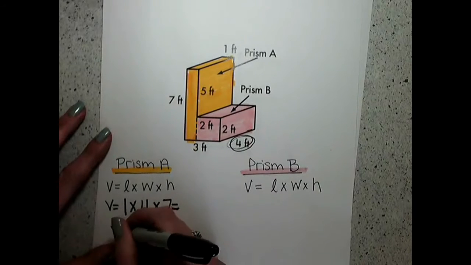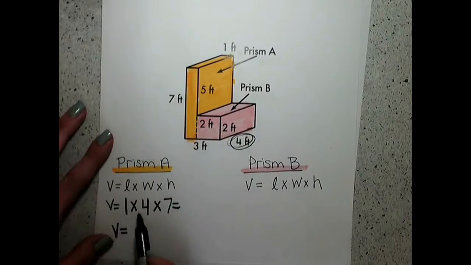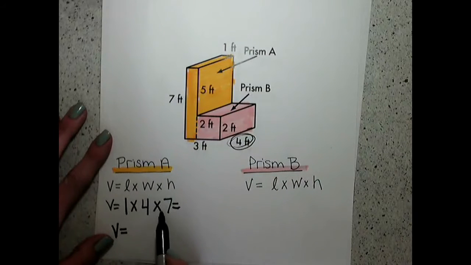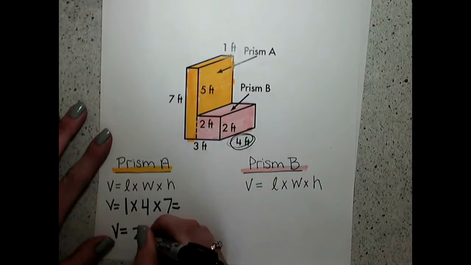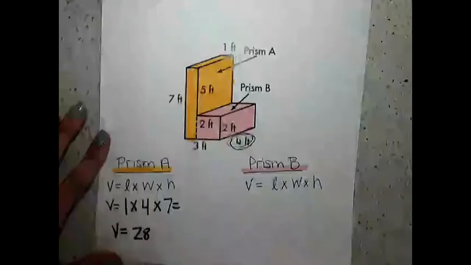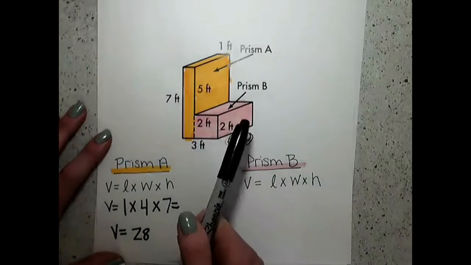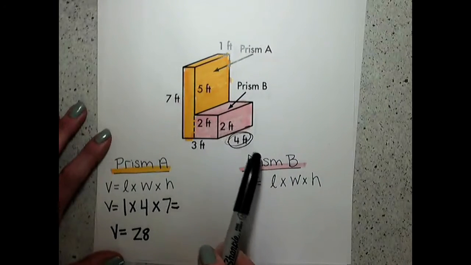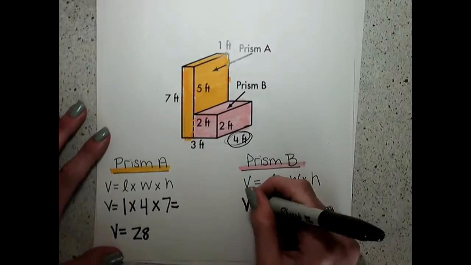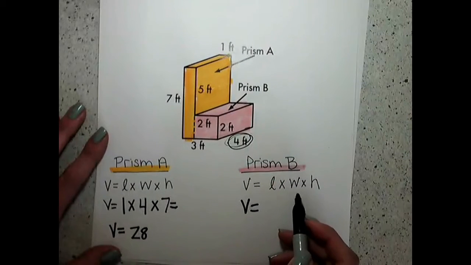To find the volume of prism A, I need to multiply 1 and 4, which is 4, and then take 4 times 7, which is 28. I'm not done yet because I still have prism B to figure out. Let's go over here and follow the same formula. Length times width times height.